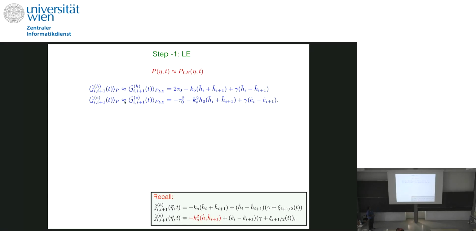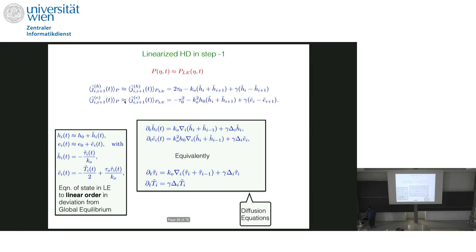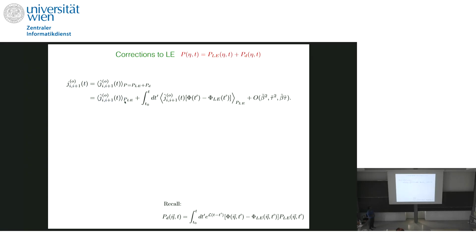Let me briefly describe these steps. The first step is very easy. You just compute these average currents in this state and express them to linear order in deviations, and you get these currents. If you put them into the continuity equation, you get these diffusion equations. Equivalently, you get equations for the pressure and the temperature field using the equations of state. But these are diffusion equations. They will not predict anomalous transport.